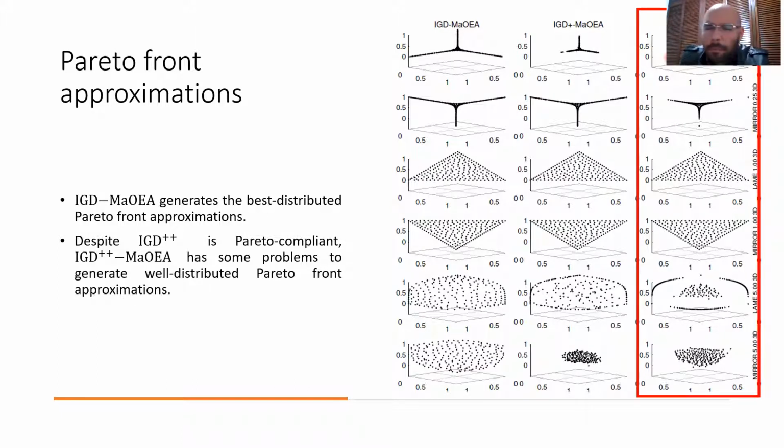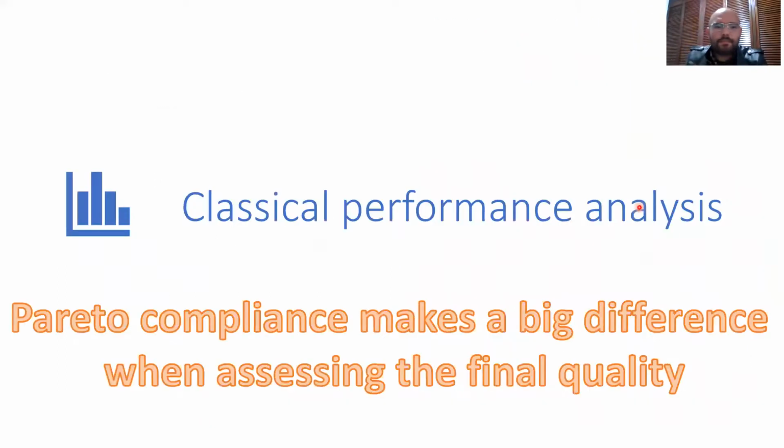IGD++ cannot cover completely the Pareto form. This is the same thing for this problem, where it has some empty spaces. So in comparison with IGD MOEA, it is not so good. But the classical performance analysis tells us that IGD++ MOEA is the best. But according to the distribution, we have some doubts about this conclusion.